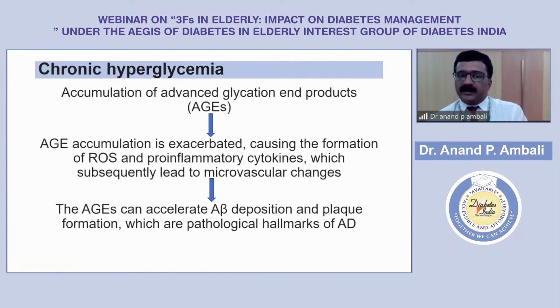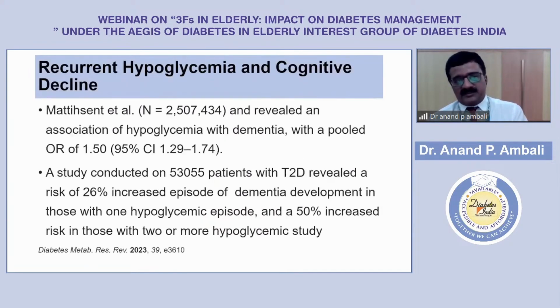While in chronic hyperglycemia, there is accumulation of advanced glycation products, and this is exacerbated, leading to the formation of ROS and pro-inflammatory cytokines, which again leads to microvascular damage in the brain. And not only that, the advanced glycation products accelerate amyloid beta deposition and plaque formation, which further makes the elderly prone to Alzheimer's disease.